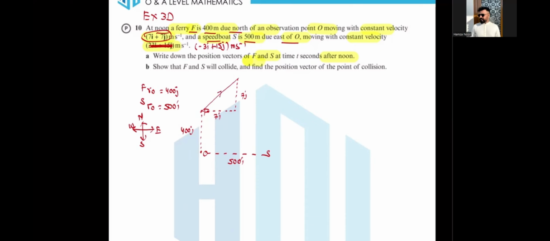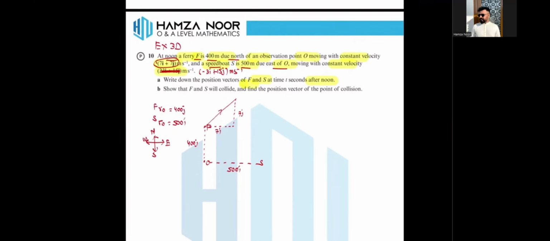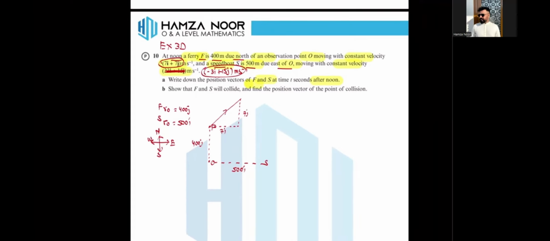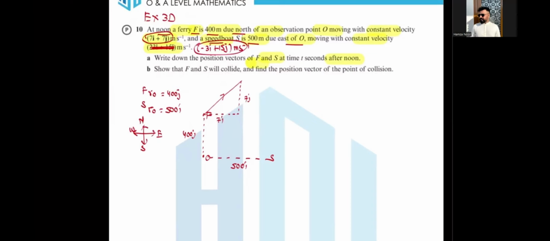All right. And as far as the speedboat is concerned, we have made a correction over here for the constant velocity vector. This is minus 3i plus 15j. Okay. Minus 3i plus 15j, meaning horizontally 3 units towards the left and vertically 15 units above.